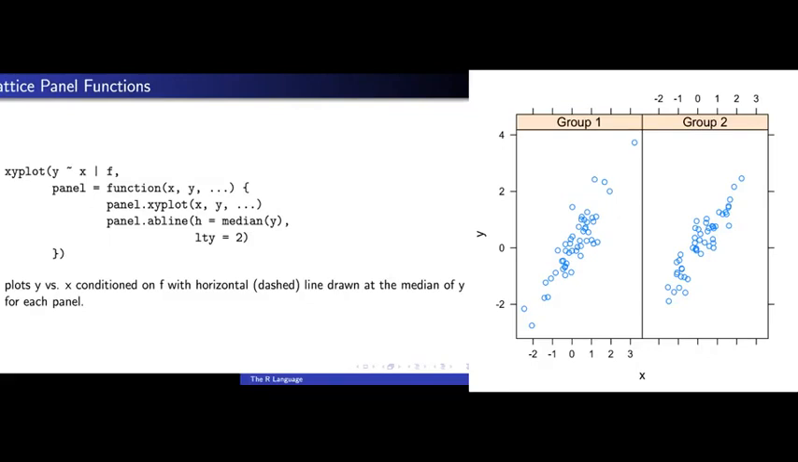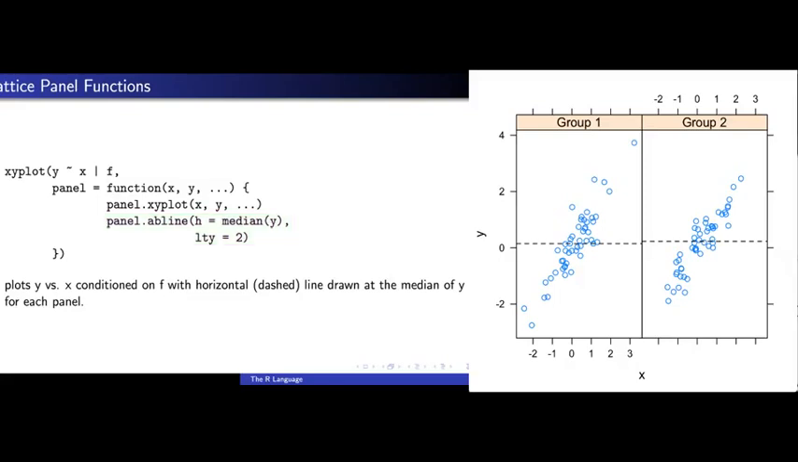What I'm going to do in my custom panel function is call the panel.xyplot function to just plot the data points and use all the default options. All the default options are getting passed through the dot dot dot argument. But then I want to add one extra thing, which is to plot the median of the y values in each panel. So here I'm using panel.abline, and I'm calculating the median of y, and I'm going to specify a line type of 2. So within each panel, I'm going to plot the median of y in that panel, and it's going to be a dashed line.